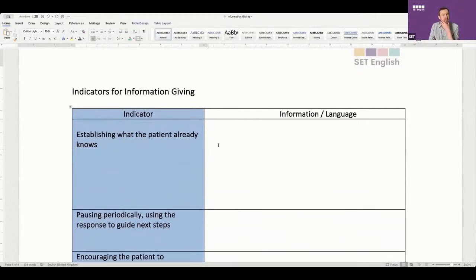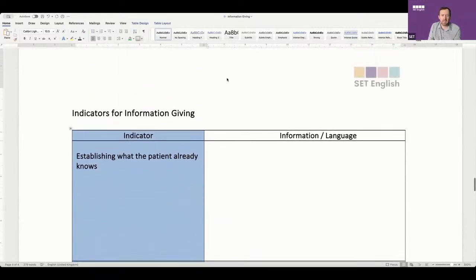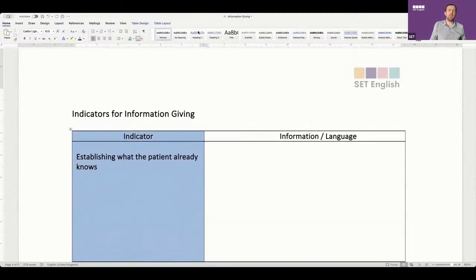Okay, so establishing what the patient already knows. Let's do that one first. What do we think? Give me some suggestions, guys. Type it in the chat box. I'd love to see some questions. What questions can you ask at the beginning? Let's imagine it is meningitis. Type a question for me in the chat box, establishing what the patient already knows. There are loads of ways of doing it. We'll just get some useful language.